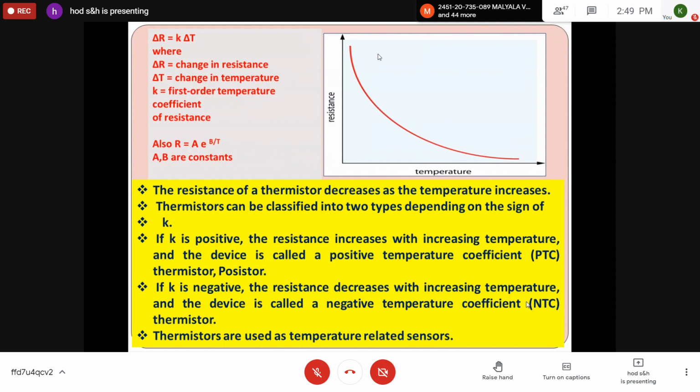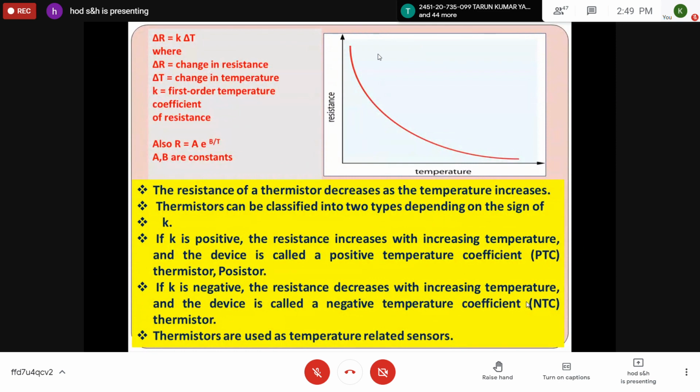The relation between resistance and temperature is delta R equal to K into delta T, where delta R is the change in resistance, delta T is the change in temperature, and K is the first order temperature coefficient of resistance. If you see the diagram, as the temperature increases, the resistance decreases exponentially. These types of thermistors are called negative temperature coefficient thermistors. Some thermistors have a positive temperature coefficient of resistance: as the temperature increases, the resistance increases.